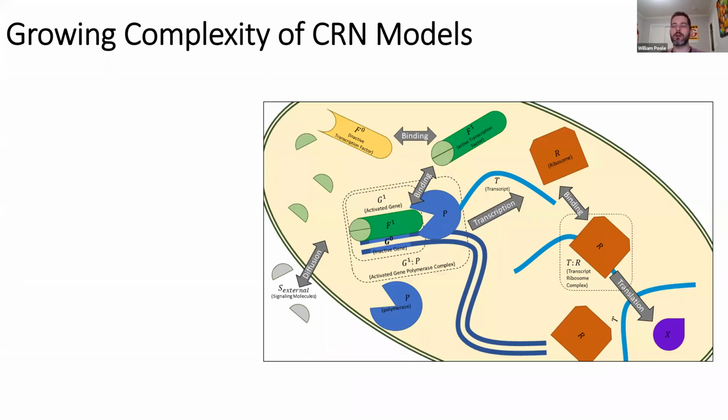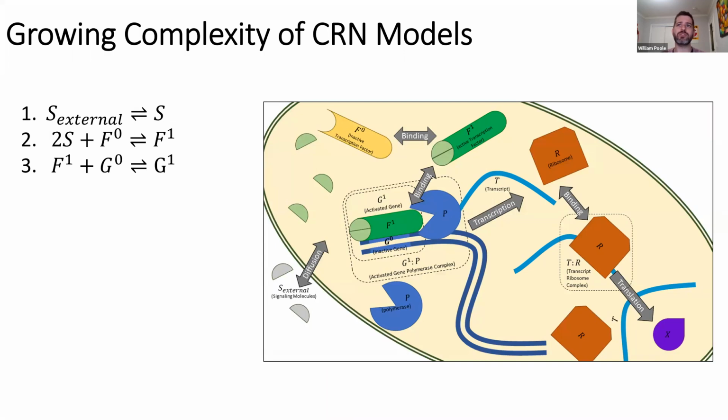So here is a little cartoon picture of a chemical system that many of us might be familiar with, or an abstract chemical system, where we have an external signal that diffuses into the cell. That signal binds to some transcription factor, activating it, making it go from F0 to F1. That transcription factor can bind to a gene. When the gene is bound to the transcription factor, it recruits a polymerase. The polymerase allows the gene to transcribe an RNA transcript.